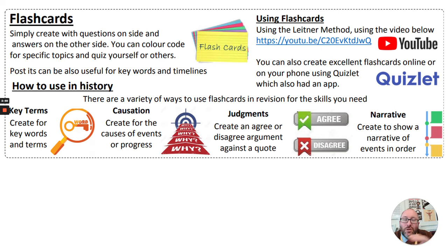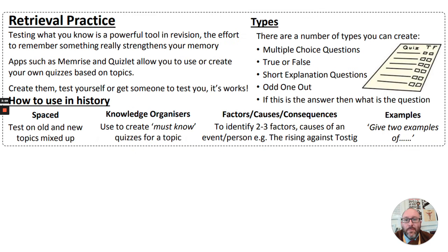You could use them about causation. What does one event cause? So you could put the name of an event on one side, and on the back of it, put the consequences, what happens as a result. You could do judgment, an agree or disagree card, with a quote, and then you can put whether this is true, false, agree or disagree. And you can use them also to create a narrative of events. So you could do your cards to create a timeline.